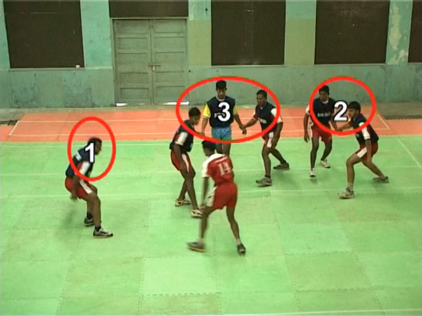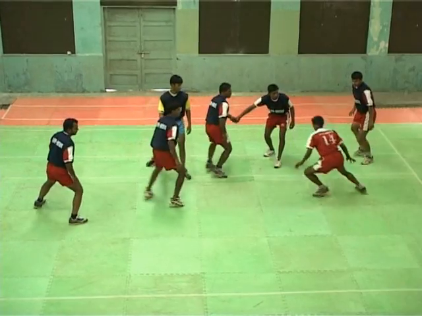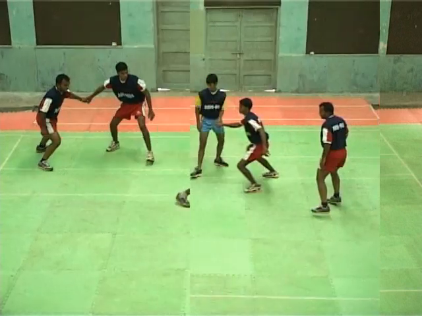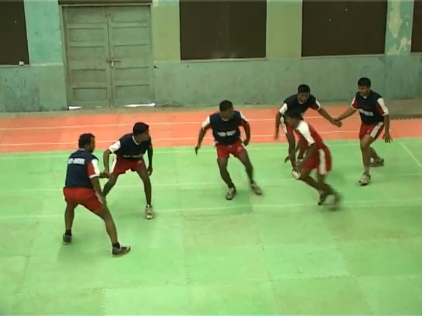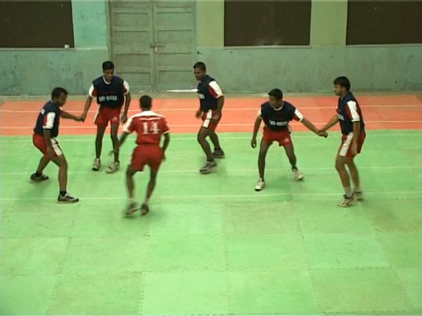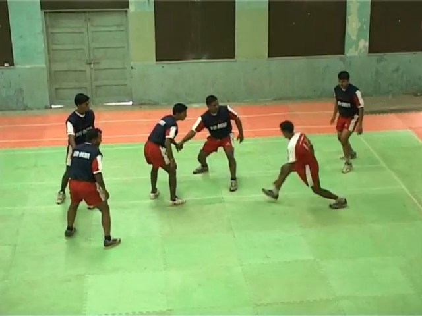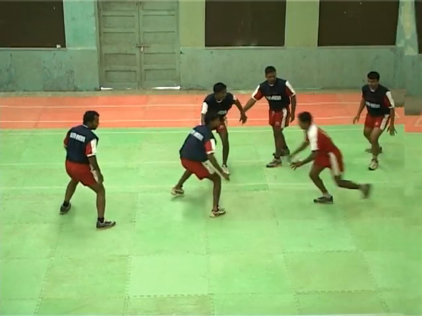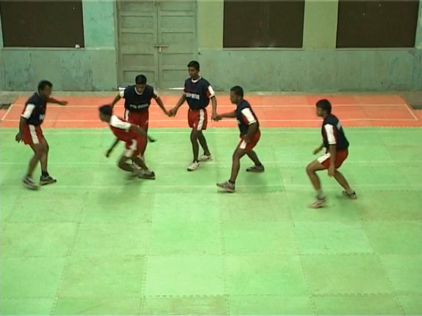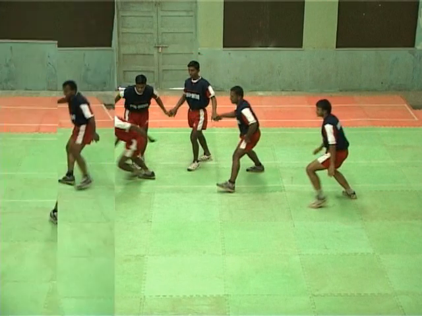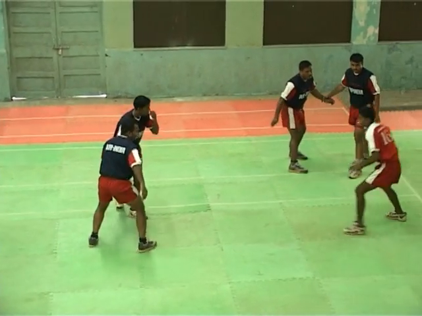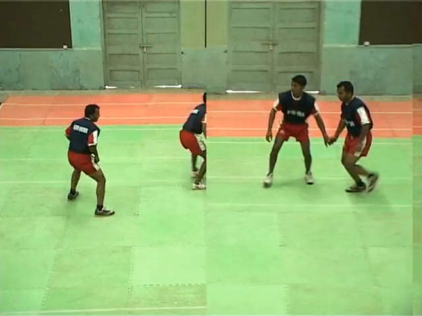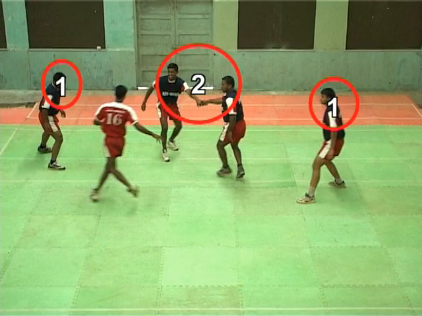The 1-3-2 system. The 1-2-2-1 system. If 5 players are left, the system should be the 2-1-2 system. The 2-2-1 system. The 1-3-1 system. With only 4 players in the court, the formation is the 2-2 system. The 1-2-1 system.